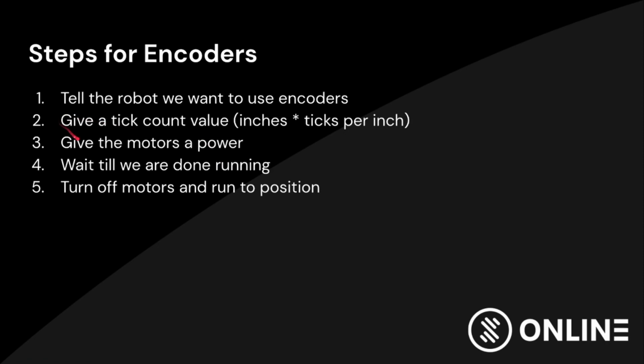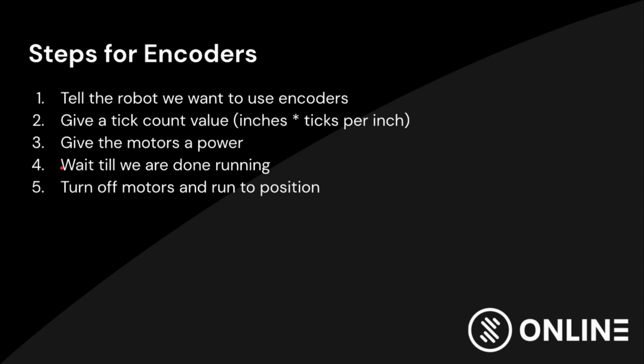So we have 5 steps. First, we're going to tell the robot that we want to use encoders. This basically says, okay robot, I want to use encoders, not just time. Give me all the extra features that encoders give me. Then we want to give a tick count value, and we're going to do something called inches times ticks per inch to figure this out. Then we're going to give our motors a power, because the great thing about encoders is you can run distances across various powers, and it should be the exact same distance.